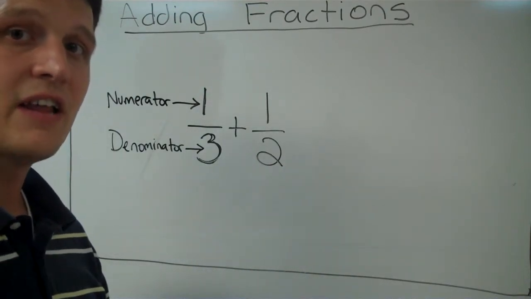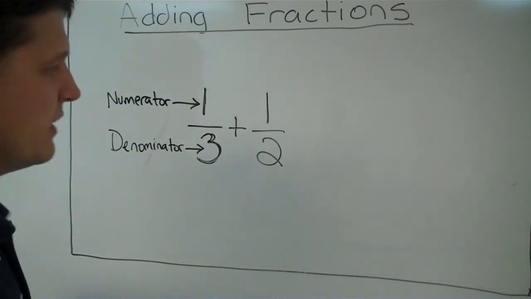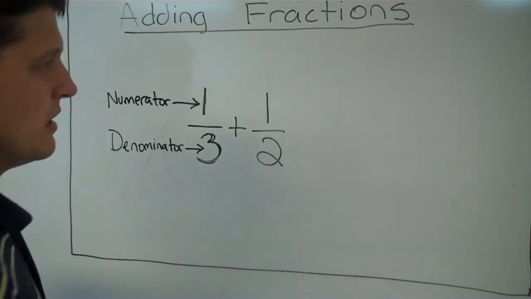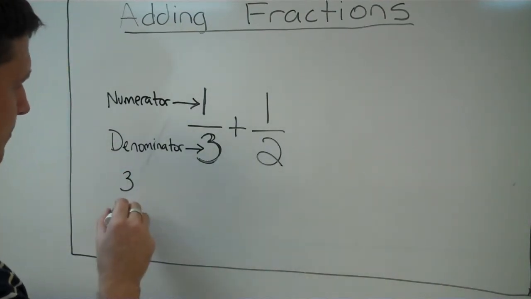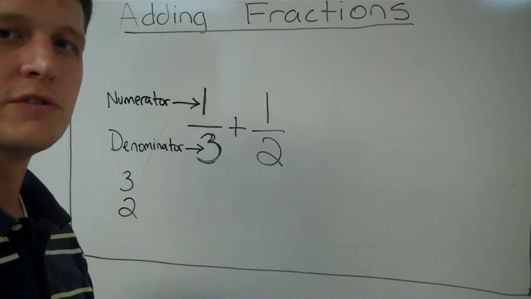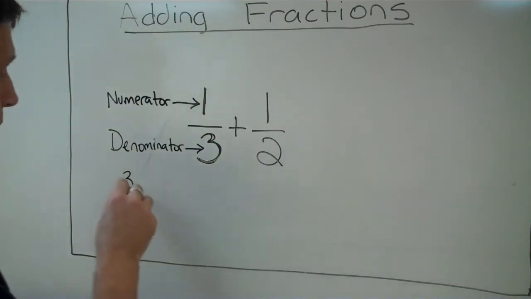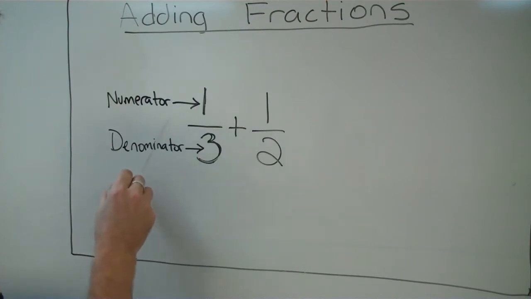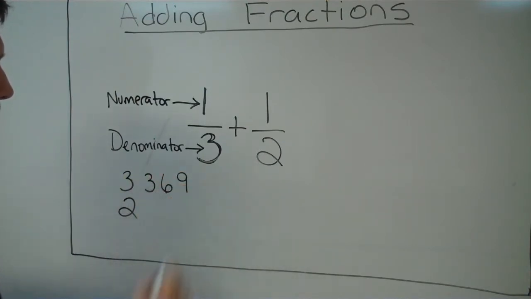There's a method that I like to use, and it's called least common multiple. What we can do is take these two denominator numbers, 3 and 2, and find their multiples and find the smallest multiple that they have in common. Now let's start out with 3. We can go 3 times 1, which gives us 3. 3 times 2 gives us 6. 3 times 3 gives us 9.